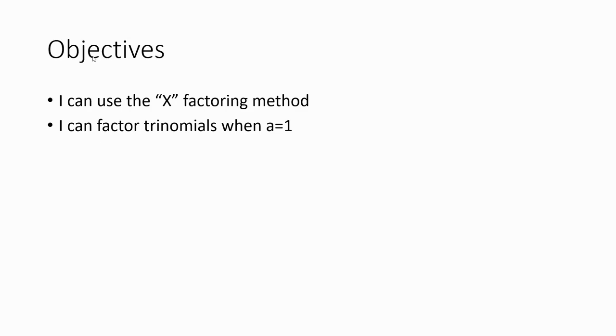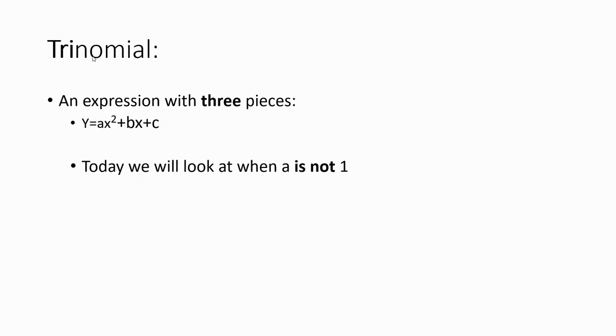Remember? So let me pull it up. So this is what a trinomial is. Does this sound familiar? We have y, and then we have three terms. We have a term with x squared, we have a term with x, and then we have a term with no x. So a is the number in front of x squared.